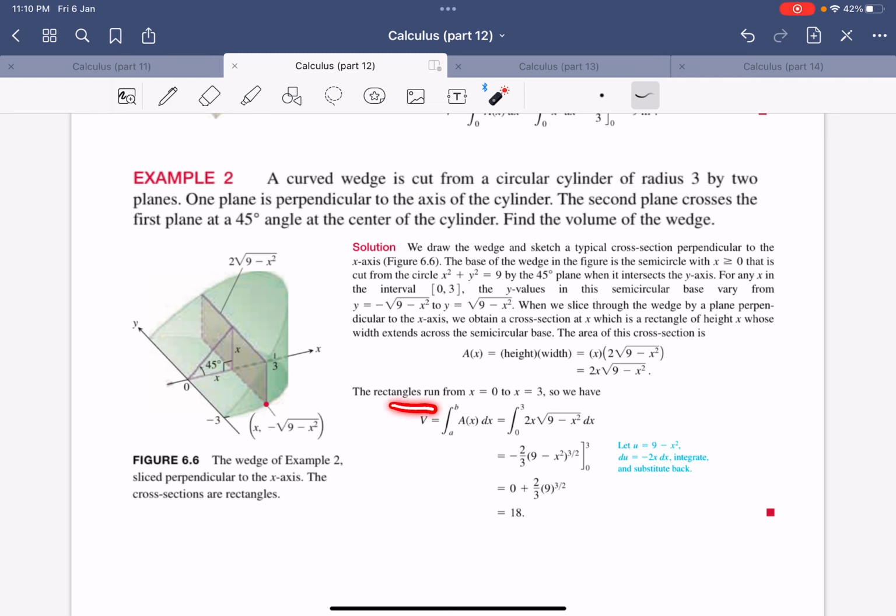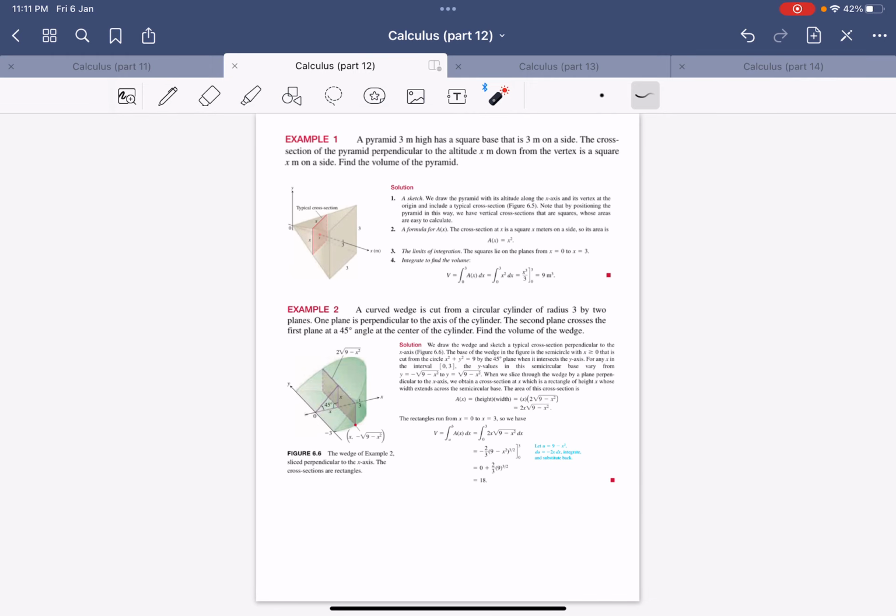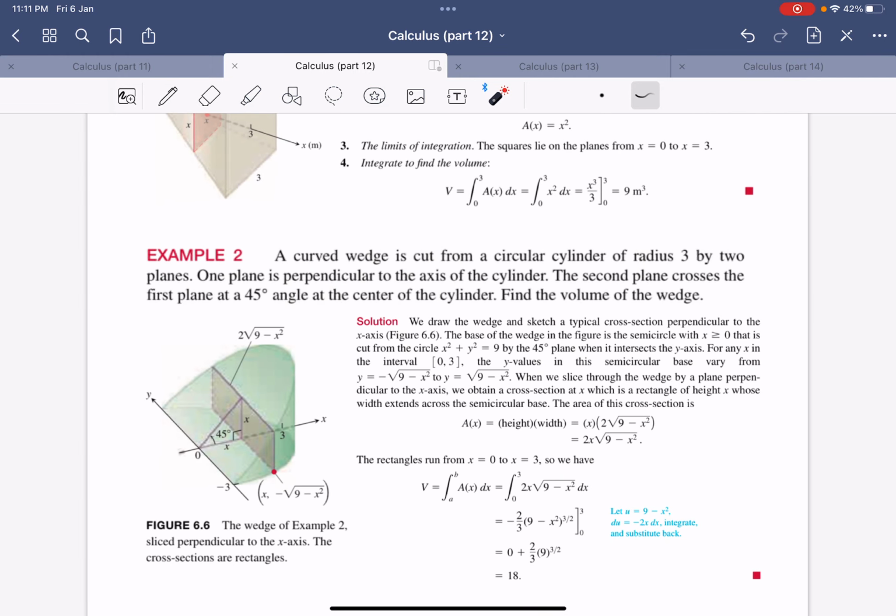And so as the rectangles run from 0 to 3, you're basically just integrating this area function from 0 to 3, and you can get the result over here. So really you want to practice more on this to better understand how to find the cross-sectional area. It may not always be as straightforward as finding the length, because for length you just need to take the top function minus the bottom with respect to x, or the right minus the left with respect to y. But for volume, you really need to pay attention to what the area function is.